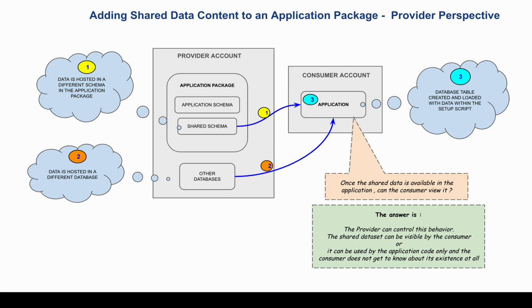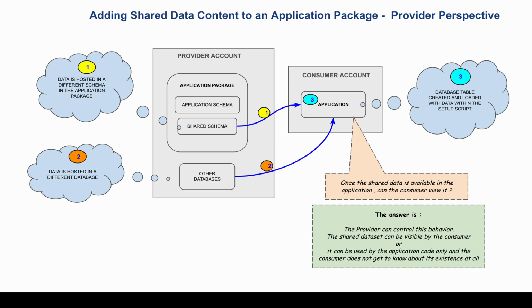There's a bunch of questions which I have mentioned on the right hand side. A very common question which I often get from my customers is, once the provider account has already shared the data with the consumer account, can the consumer view that particular data? The answer is yes or no. You as a provider can control that behavior. If you think that the dataset which the provider has shared with the consumer is necessary for the consumer to view it during the course of application usage, yes, you can make it happen.